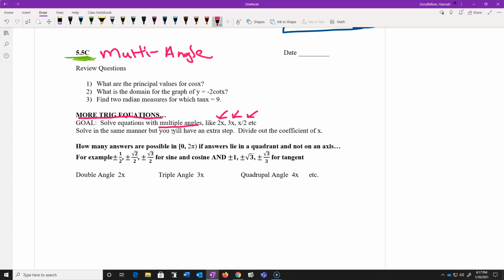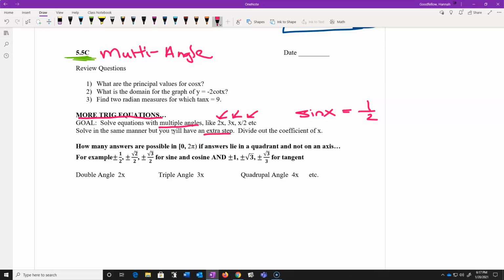So up till now, when we were solving any of our trig equations, we've really not paid much attention to the fact that, say, sine of x equals 1/2, you've been dealing with an angle that has just been a singular angle. Now, what happens if we have something like 2 or 3 or a half on those? Well, it ultimately boils down to solving them basically the same way, but there's going to be an extra step involved, and we'll have to divide out the coefficient of x as we go along. Now, I'll explain all this.